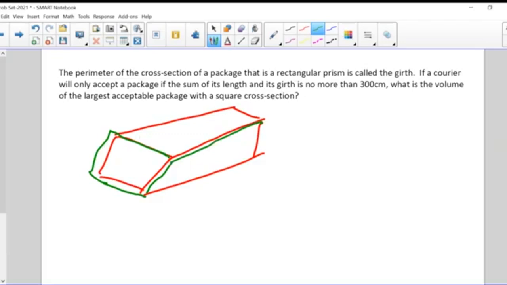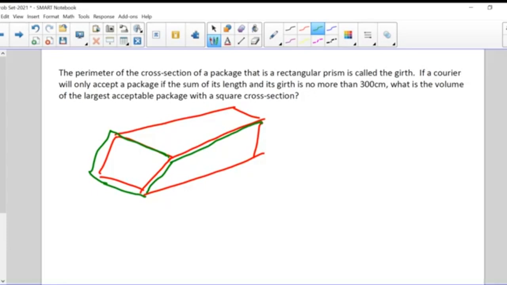So let me go back and show you where it says that in the question. The sum of the length is what I'm tracing out here, and the girth, which is what I'm tracing out here, the perimeter of one edge of this package. And they're saying that when you add those two together, it cannot be more than 300 centimeters. Now, I can't remember exactly what Canada Post uses as a limitation, but that's how they come up with the limit, right? Can't be more than 300.